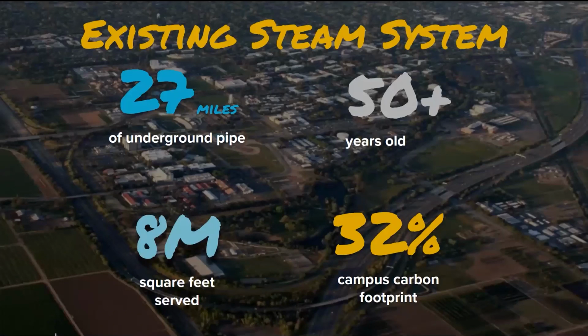So talking more about the steam system, like I said, it's a lot of pipe. It's old. It serves a lot of space on campus. Pretty much the entire campus from this aerial view in the background is served by this steam system. About 8 million square feet of our total campus, and then 32% of our campus carbon footprint. So as we talk about carbon neutrality for the main campus, this is a huge piece of it. We have to deal with this steam system.